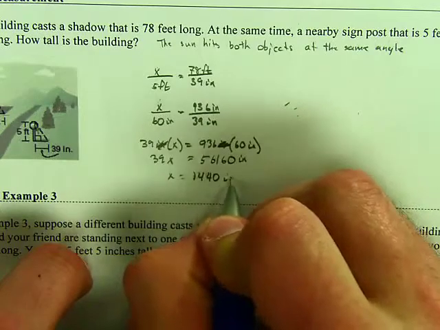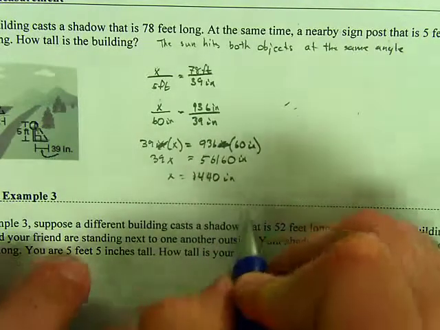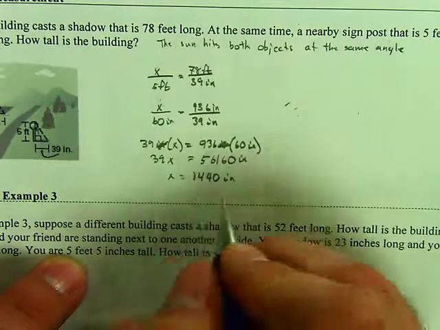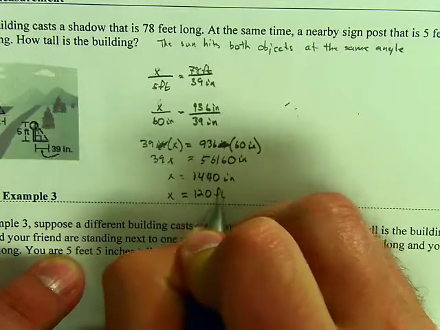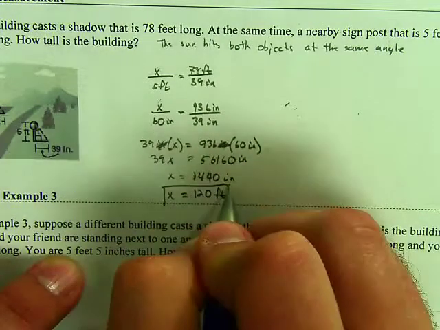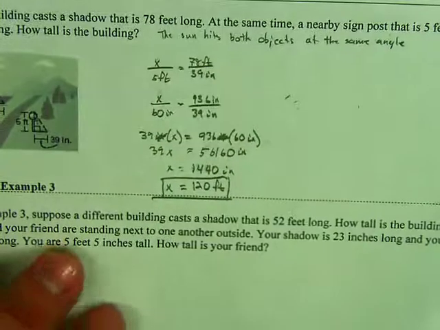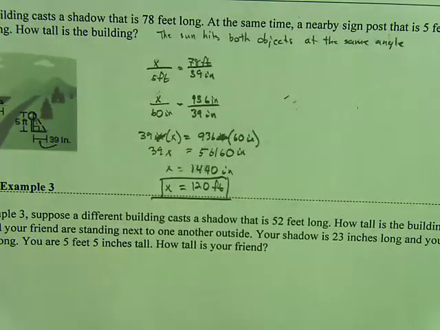1440 inches. Since it's in inches and I want it in feet, go ahead and divide it by 12, and then x equals 120 feet. So our building is 120 feet, and we can figure that out by using things that are a lot smaller in order to determine the exact distance.